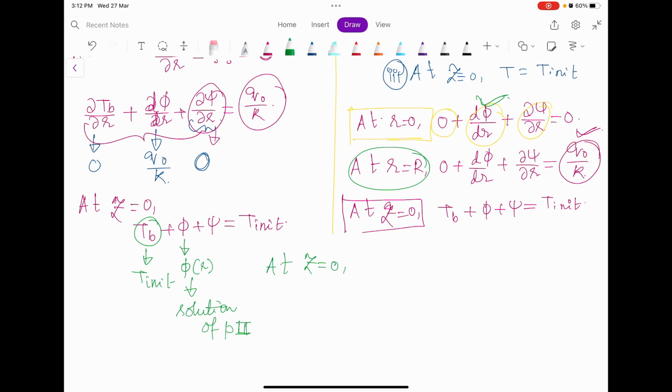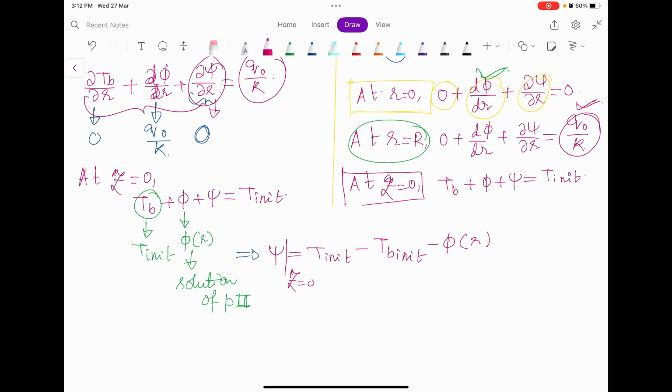Because if you take Z equal to 0, or Z equal to any other value, it will be the same function of R. So that means my psi at Z equal to 0 should be T init minus TB init minus phi of R.